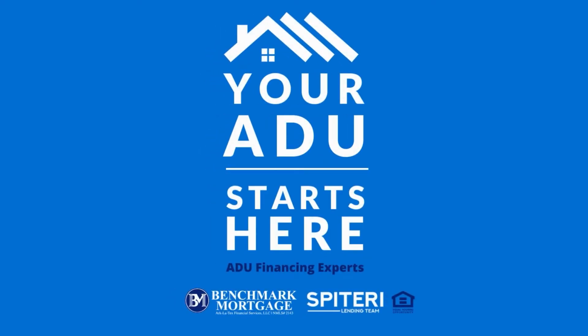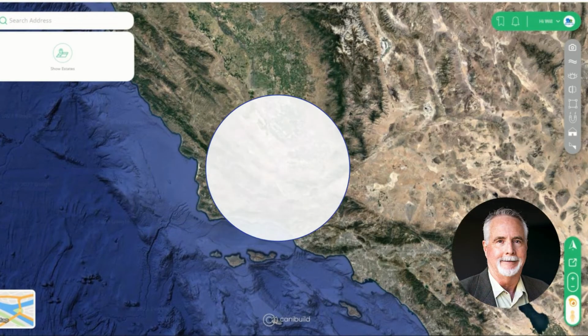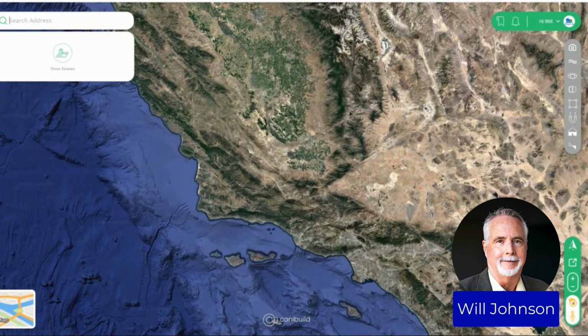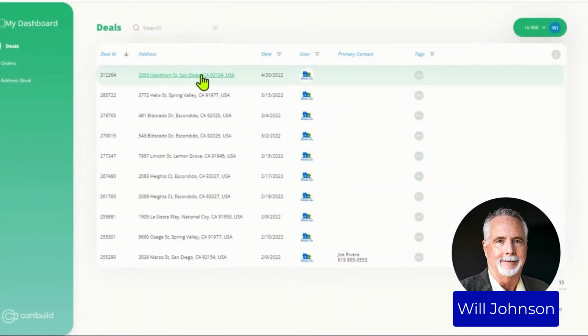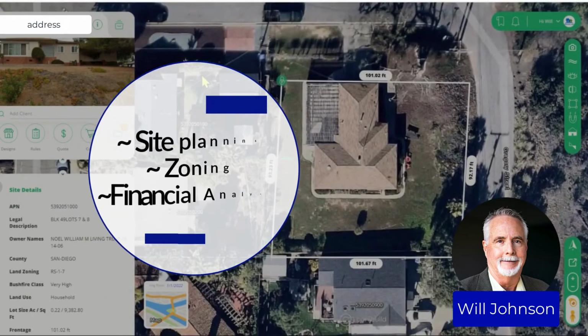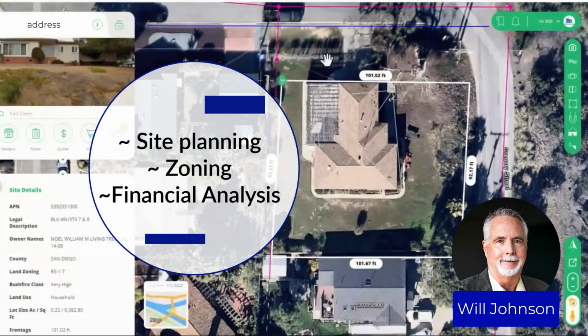So let's take a look at our exclusive desktop feasibility solution for accessory dwelling units. This is an excellent tool when you're in the early stages of evaluating accessory dwelling units for your property. I was contacted by a realtor over the weekend that has a buyer that's interested in making an offer on a property, but really wants to evaluate it from its ADU potential. So let's go ahead and take a look at this.